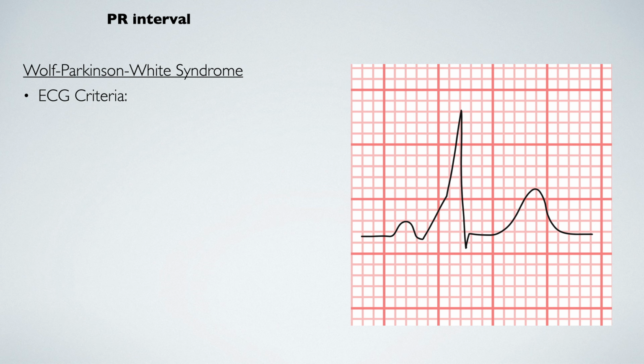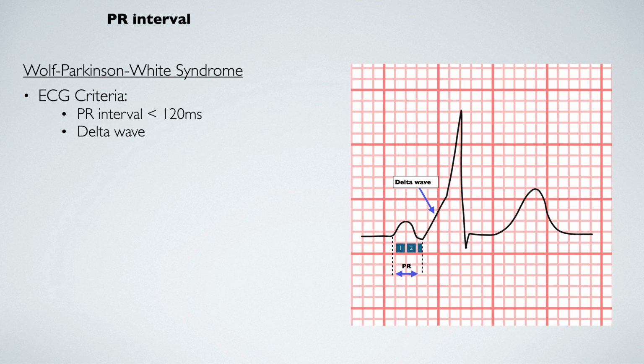It presents with a shortened PR interval of less than 120 milliseconds. In our example, on the right, you can see that the PR interval is shortened to 2.5 small squares, which is equivalent to 100 milliseconds.